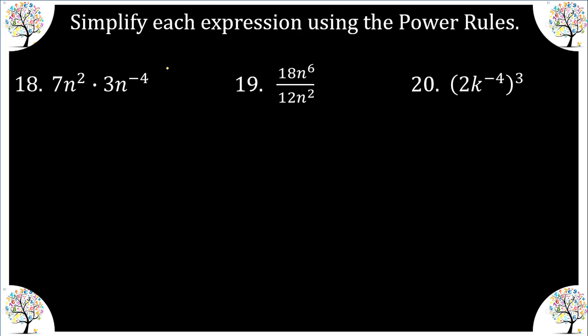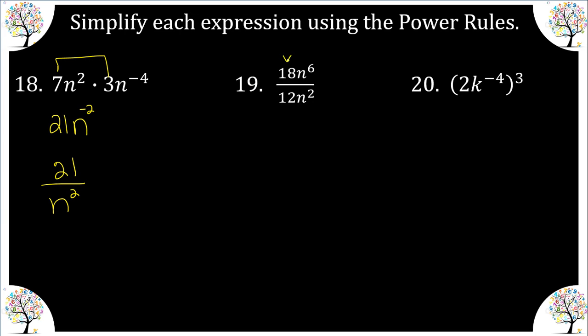Now let's simplify these three. We're going to use the product rule, the quotient rule, and the power to a power. So 17, we have our coefficient. 7 times 3 is 21. We have our factor of n. We add exponents to get negative 2. So we have 21 over n to the positive 2.